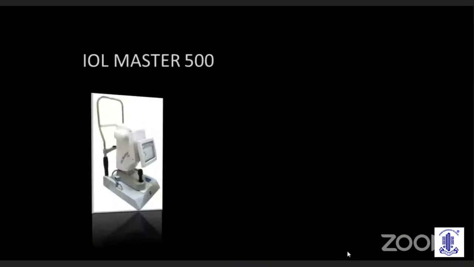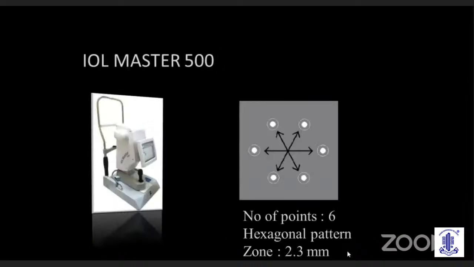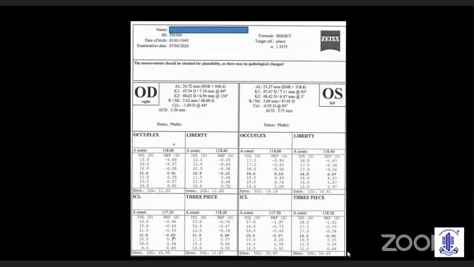Next is the IOLMaster 500. It has 6 examination points in an orthogonal pattern at 2.3 millimeters. So we'll go to the clinical presentation. So this is another value.